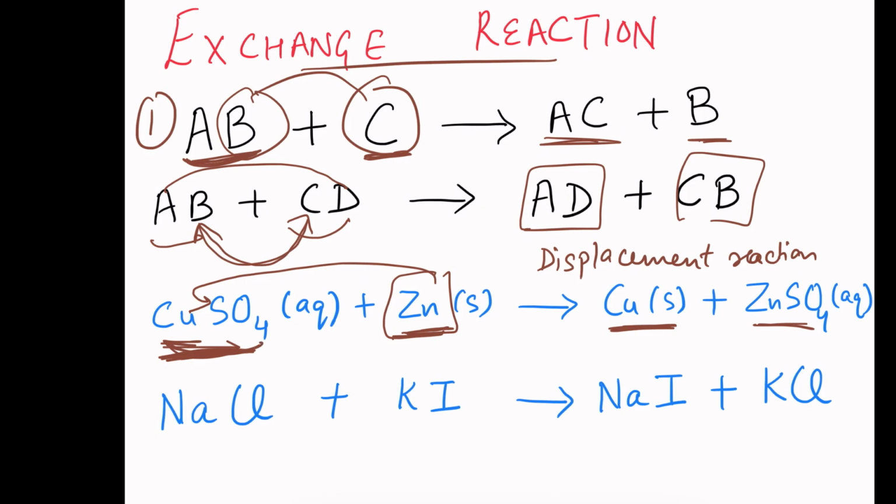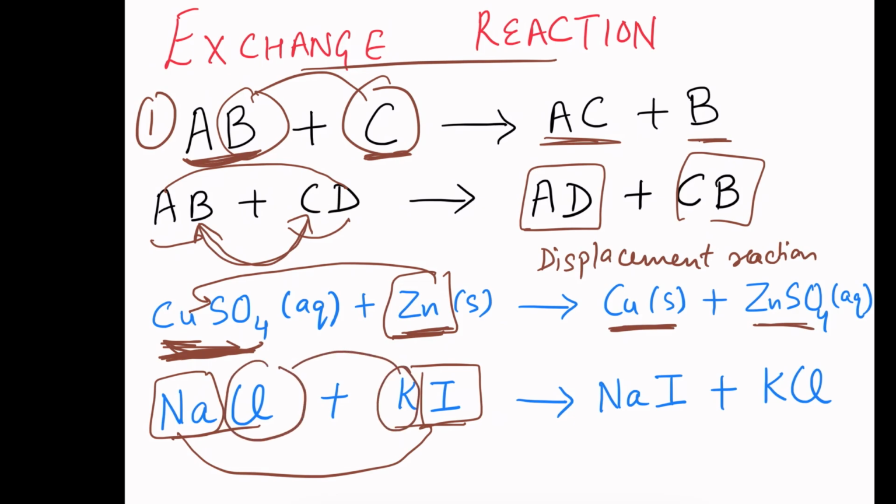Another example, where it involves both compounds, is sodium chloride and potassium iodide. As you can see, sodium is combining with iodide and potassium is combining with chlorine. So this is an exchange reaction.